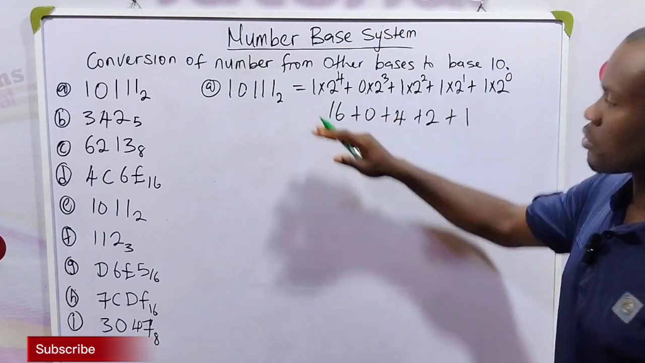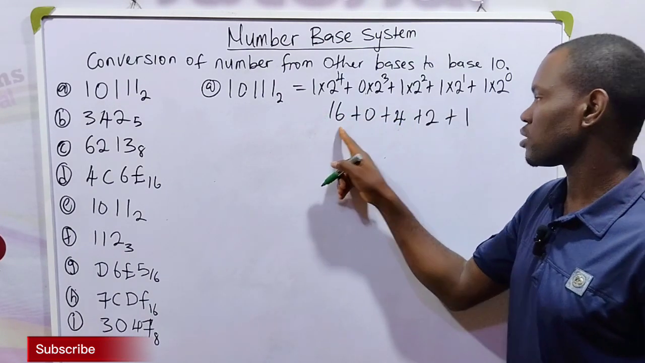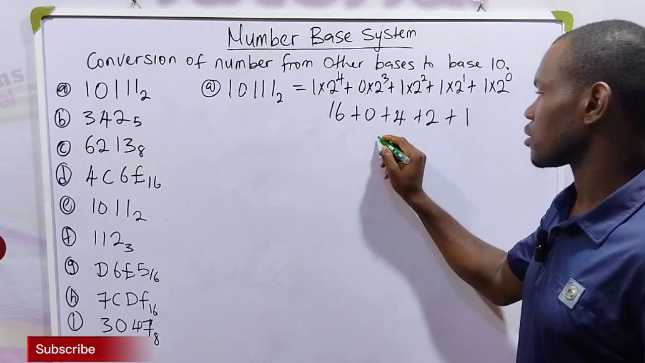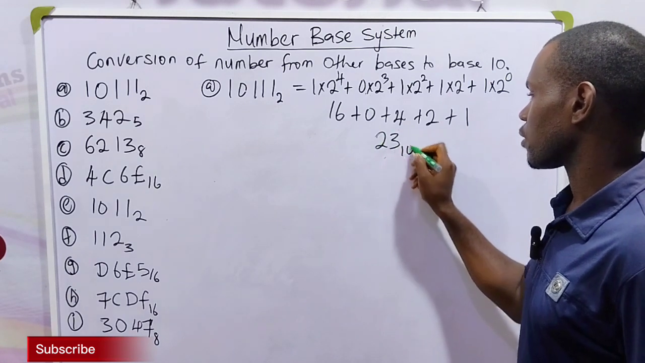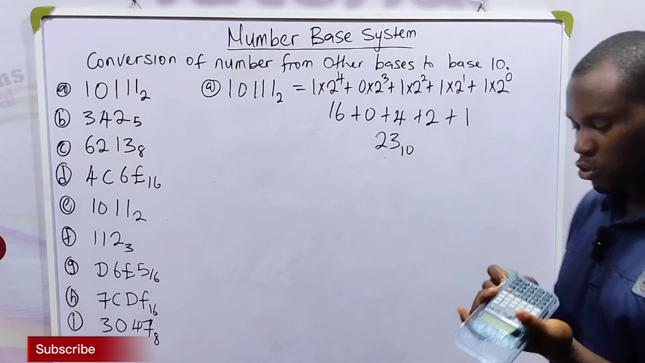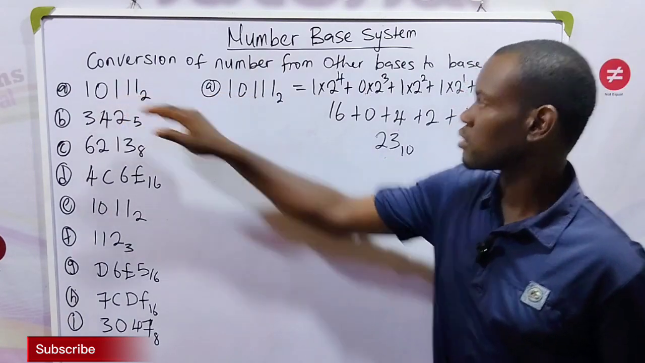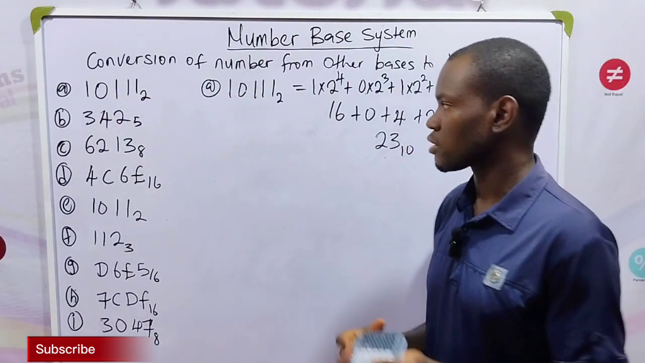So let us add all the numbers. 4 plus 16 is 20. And here we have 23. And that is now in base what? In base 10. So we have succeeded in converting this number to base 10. Let's consider the second one.